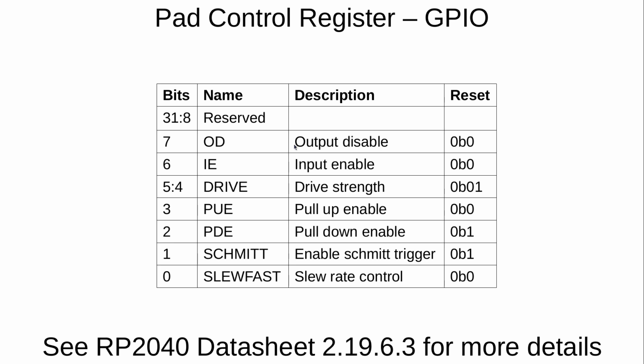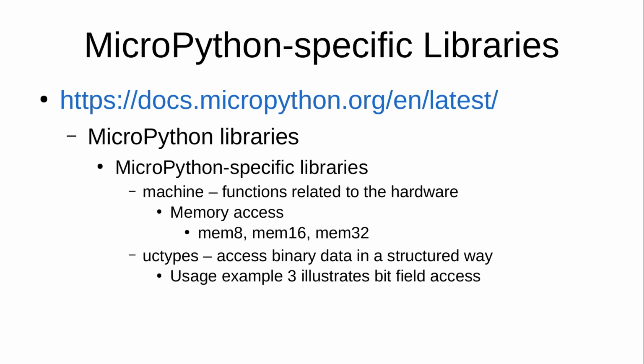We saw how each pad control register looks bitwise. Looked it up in the manual. To display memory, we have to use some additional functions. You may or may not know about them, but memory access is done through the machine library. We'll be using mem32 since we'll be printing or accessing words, and words are 32 bits, which can also access 16 or 8 bits. The second way is to use uctypes.